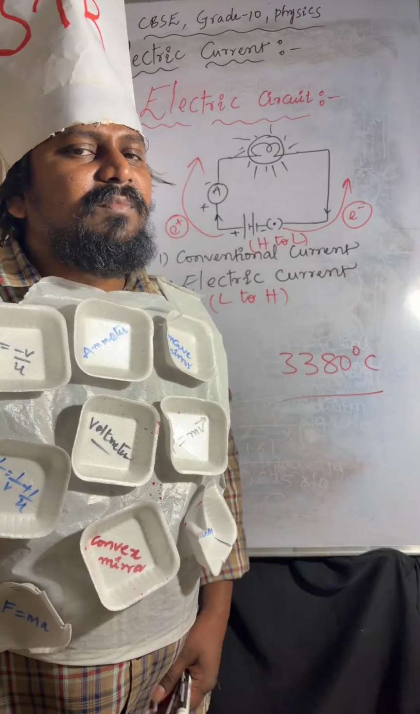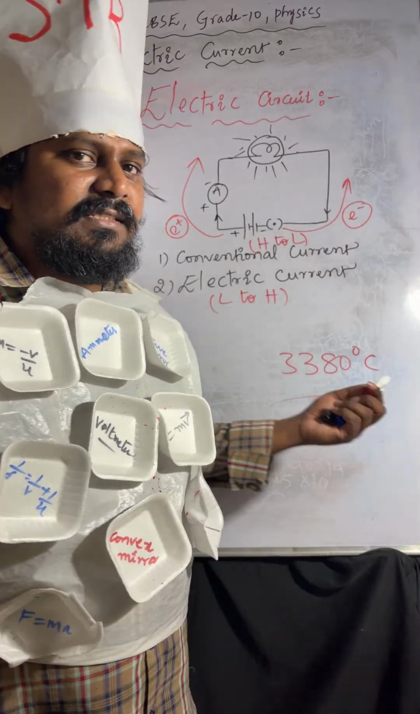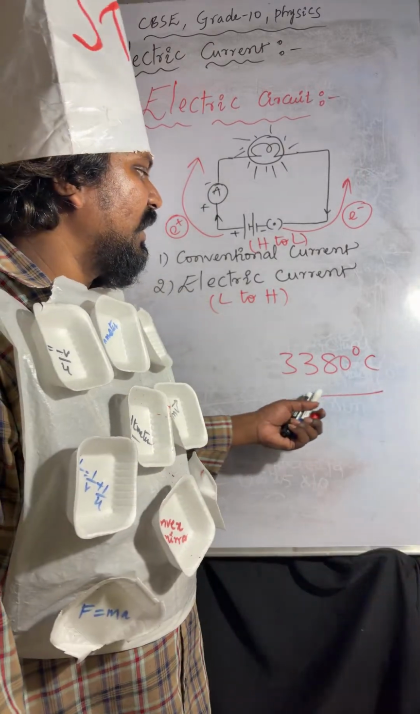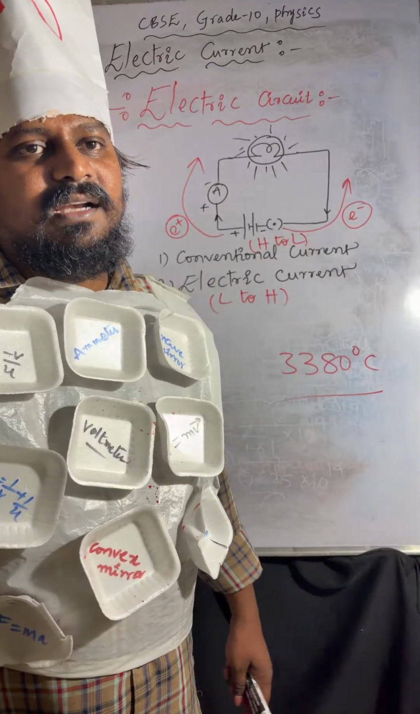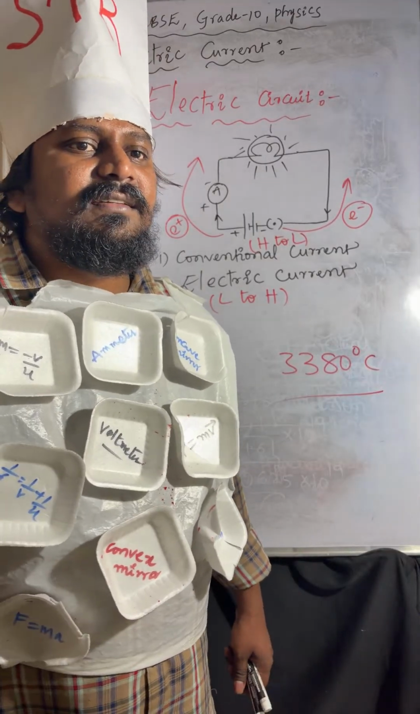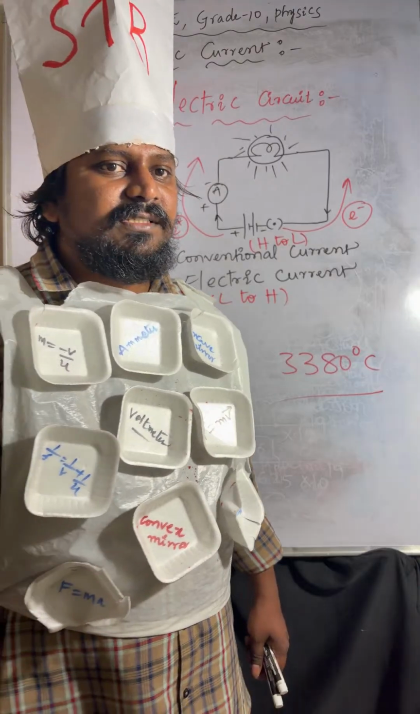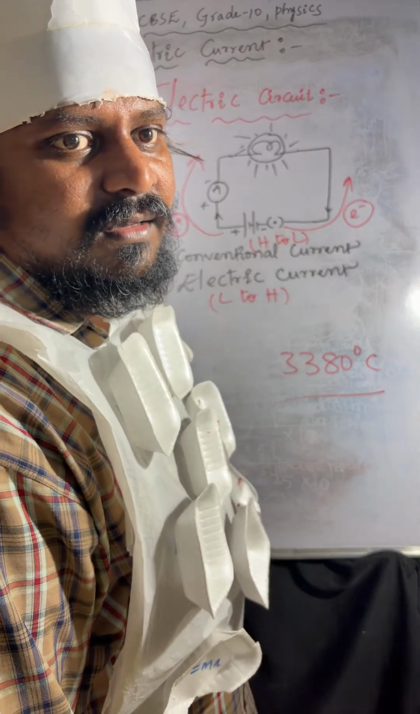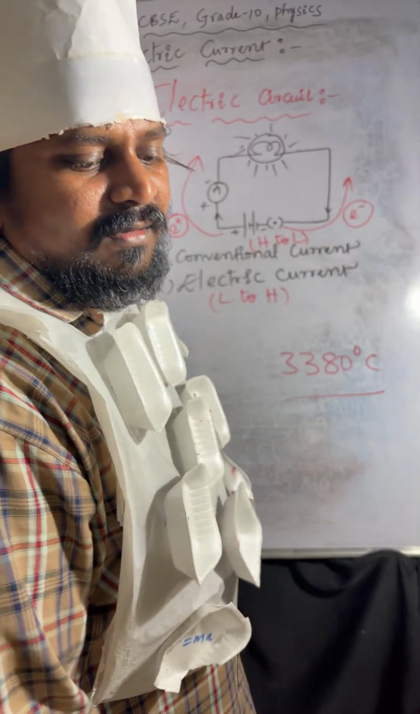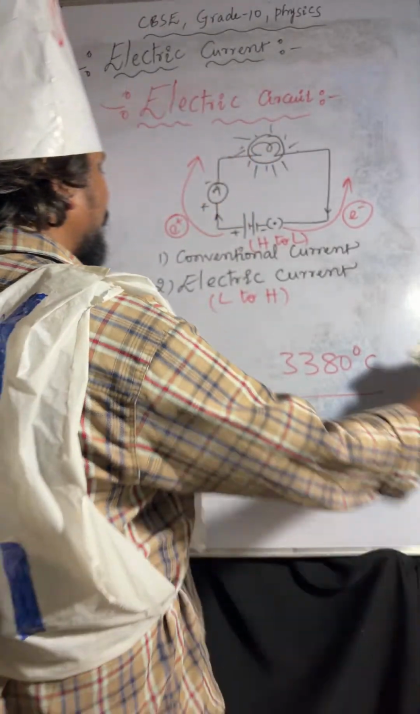So in the electric bulb, we will use tungsten as a filament. Here you can see, until this temperature it can withstand. That's why we are using it. I hope it is very clear.